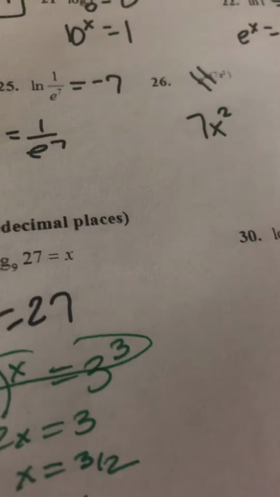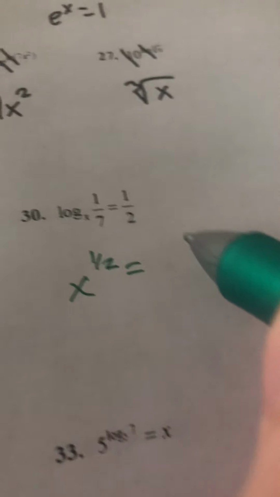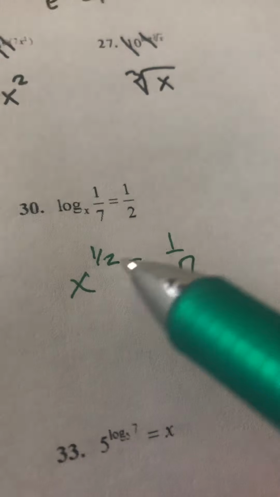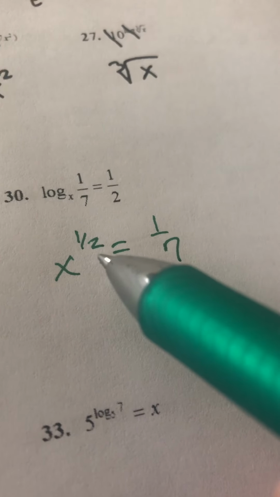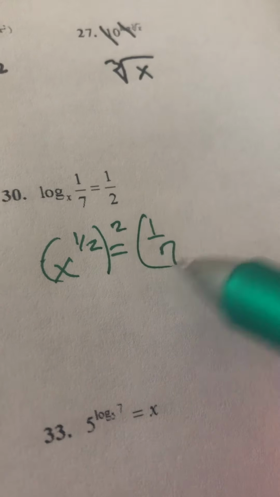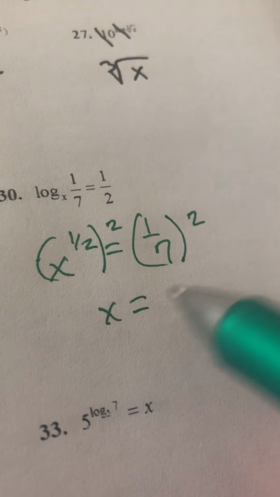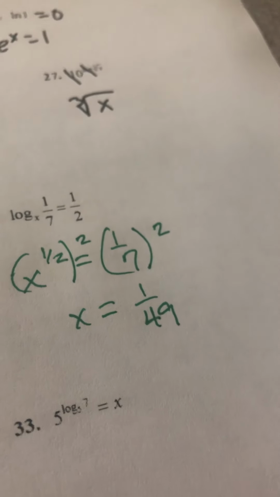Okay, so number 30, when you swirl it, is x to the 1/2 power equals 1/7. So thinking about how you solve x to the 1/2 power, remember that means square root. So to undo it, you square both sides. So that gives you x equals 1/49.